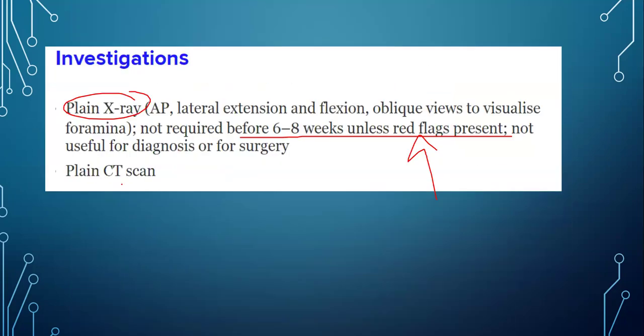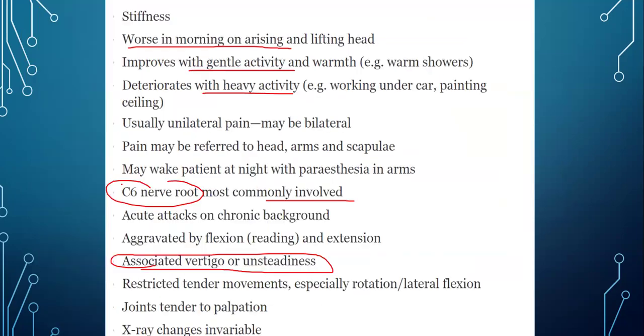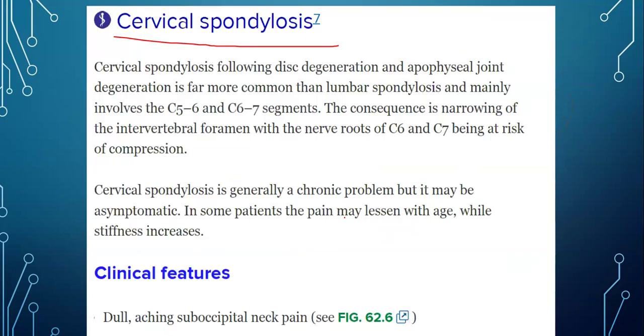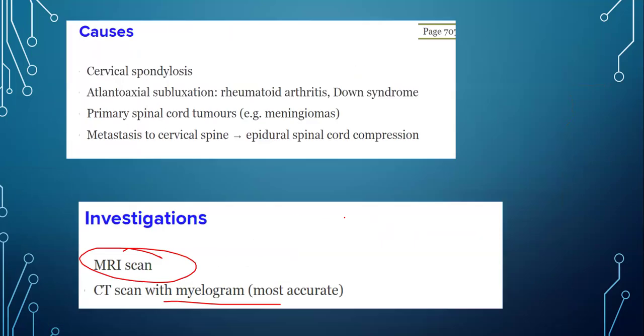And the chart for C5, C6 is in the notes, so you can open that up. So, clear, guys, about the neck pain?